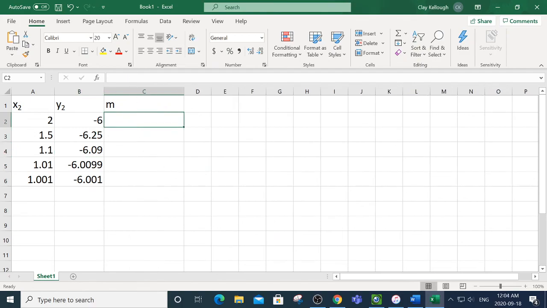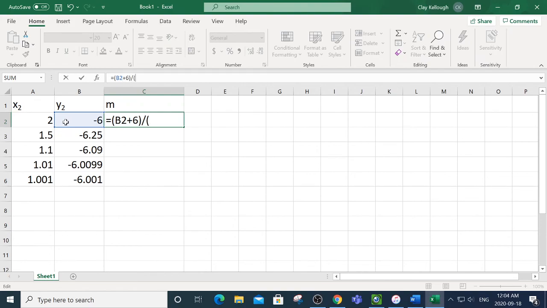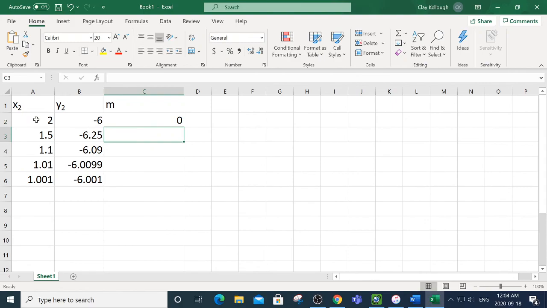Now, how did we get slope again? Well, we used the slope formula. So again, it's a formula. And we opened a bracket and went the y2 number, which is right here. So that's B2. Minus, oh, it was minus -6, right? So I'll just go add 6, right? And then I'll divide that by, and then it was x2, which is this number. So I'll say A2 minus 1, right? And what did we get? Hit enter? Yeah, the first slope was 0. Remember that? Fill down, and there's all the slopes.